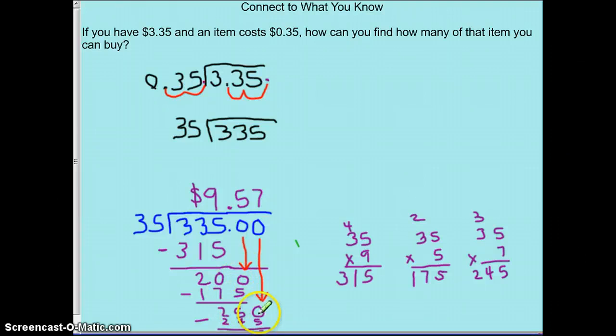Then I carry down my 0 and I have 250, and 35 goes into 250 7 times, and as you can see, I put all my work right here and checked it. Okay, and I subtract and I have 5 left over, so it's $9.57. Please do this work.